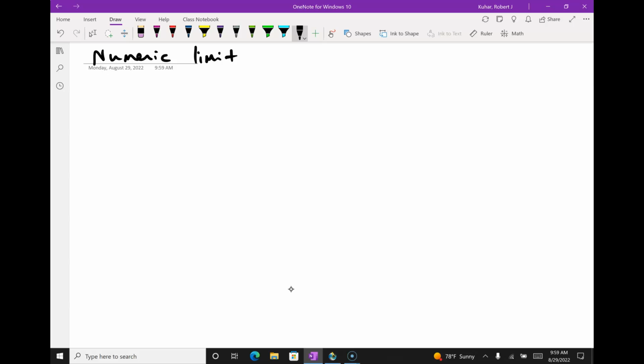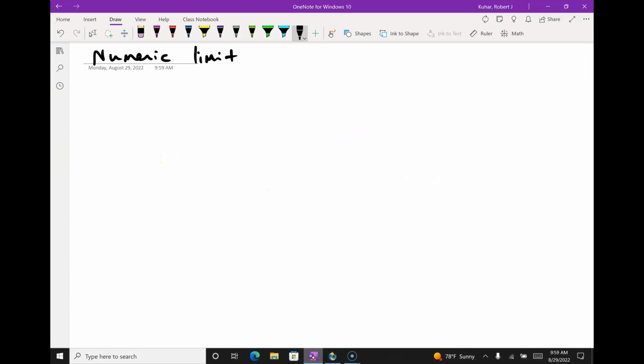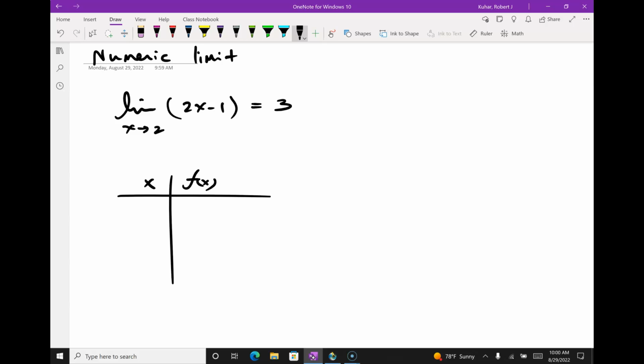So a numeric limit. For example, we can do one that's obvious. We want to find the limit as x goes to 2 of 2x minus 1. We already know the answer is 3, but we want to look at numeric limits here. So I'm looking at x and f of x, and I want to get really close to 2.